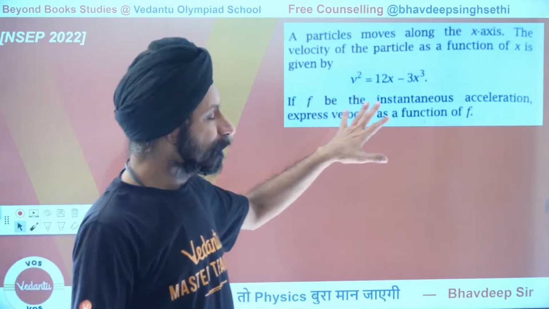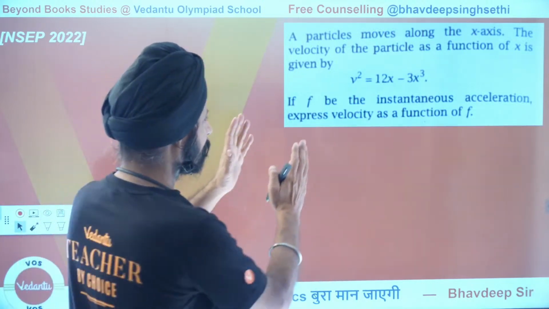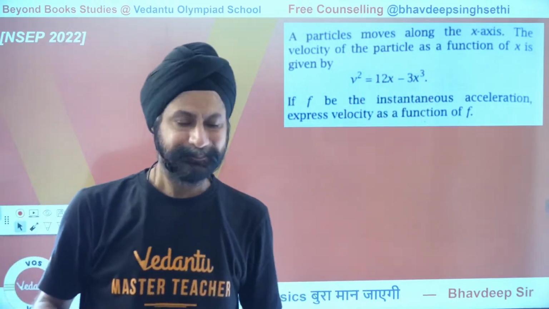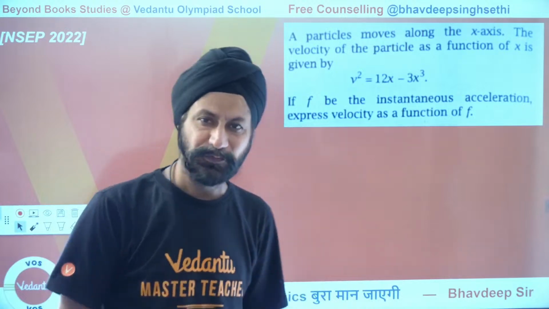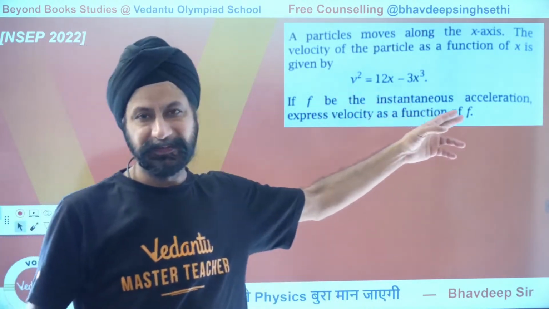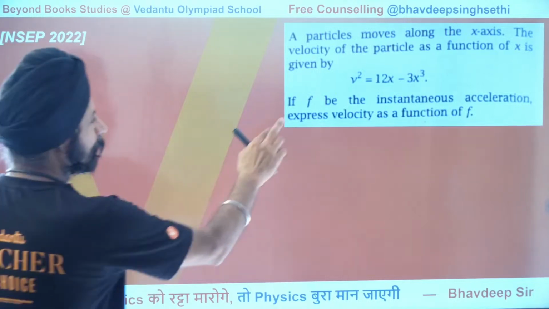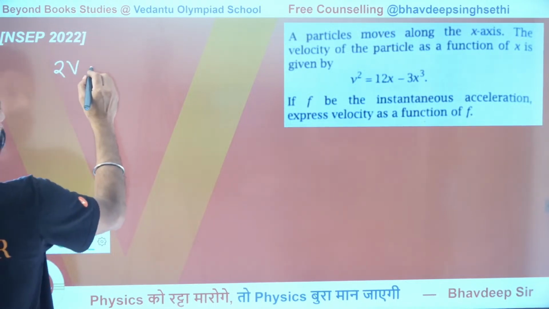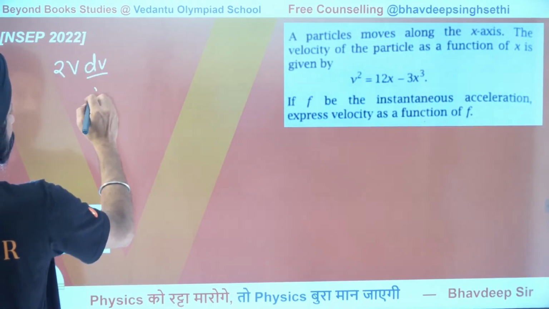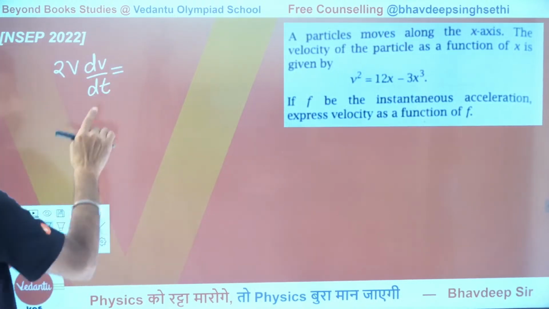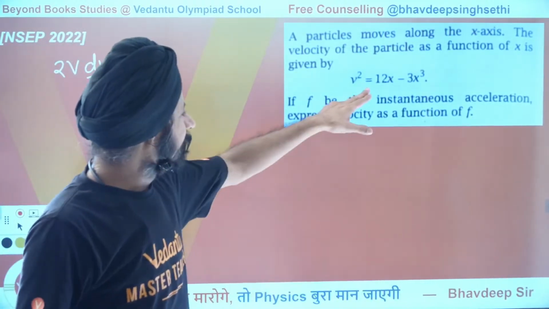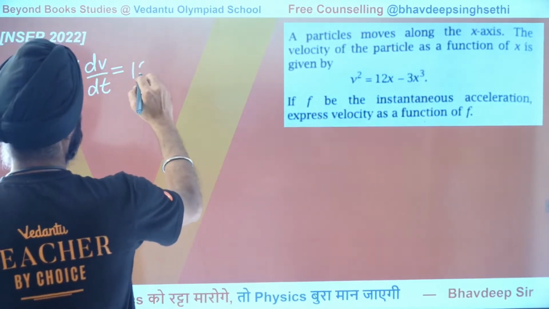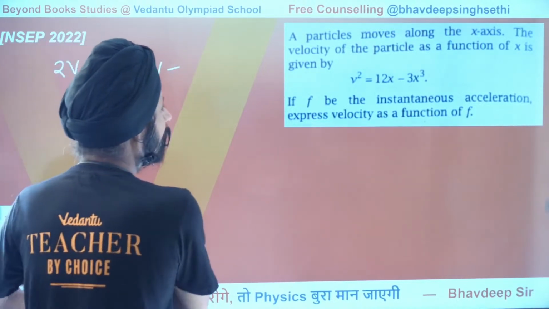Now looking at this equation, we see v as a function of x. So x has to go, and acceleration has to come in. Acceleration is the rate of change of velocity. So the first thing we are going to do is find the derivative on both sides. Using the chain rule, I get 2v dv by dt on the left hand side, which is equal to, now dv by dt is our f, 12 dx by dt. Now dx by dt is the velocity, so 12v is what I get here, minus 3x cubed.